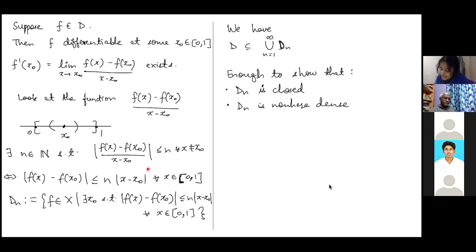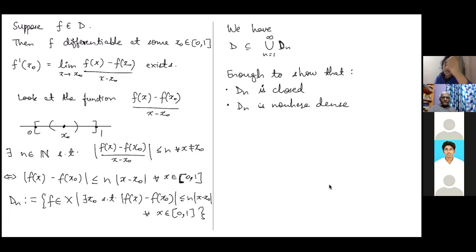And so I can multiply by mod x minus x naught on both sides and rewrite this as mod f of x minus f of x naught less than or equal to n times mod x minus x naught. And this will hold for all x in this interval. I've gotten rid of the x not equal to x naught condition. Okay. So if I define a set Dn to be all those functions in X such that there is some x naught for which this condition holds, then I know that the f I took here will be contained in the set Dn.